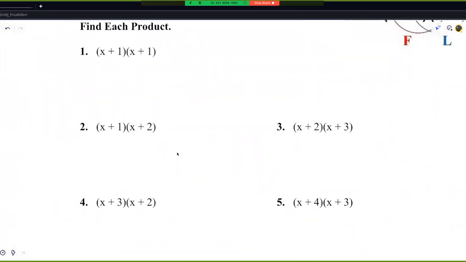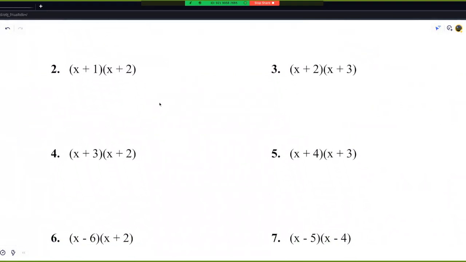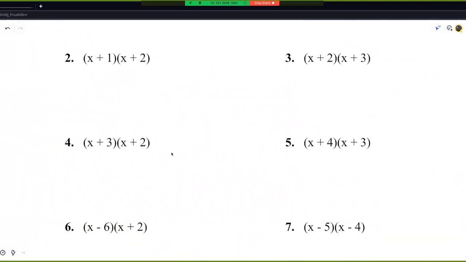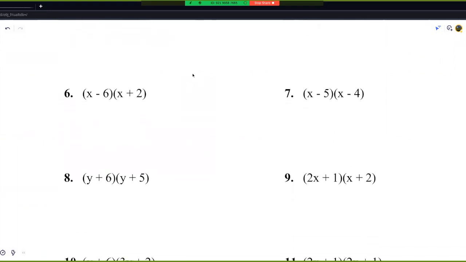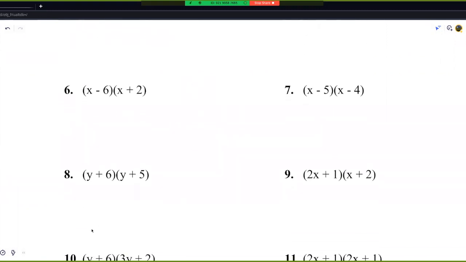Let's skip number 1. It's a little too easy. I'll let you guys practice that on your own. Let's do a little more challenging one. Let's do something like number 6 together. Okay. So number 6 has x minus 6 and x plus 2. Let's follow FOIL. Always a good idea to write down the letters somewhere when you're starting out, because it'll help you remember. So FOIL, I'm just going to write it over here in the corner.